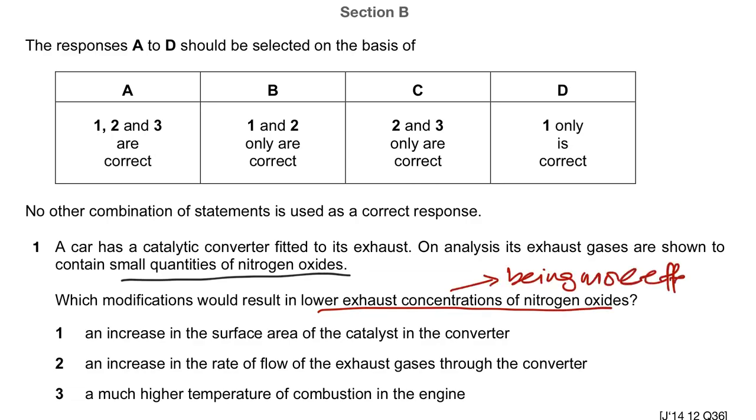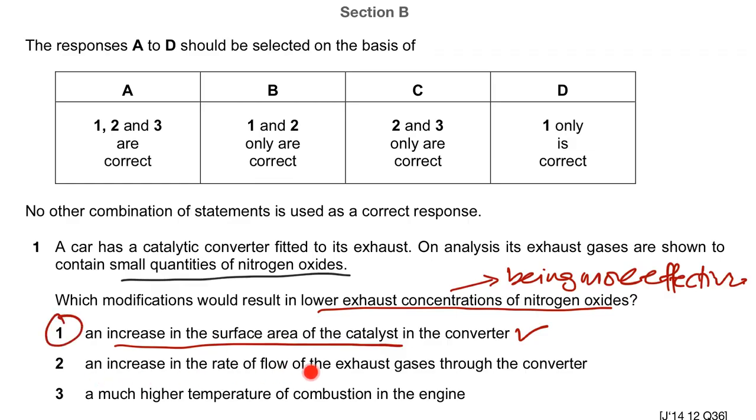So how can I make the catalyst more effective? I can have greater surface area, which will increase the effectiveness of the catalyst. More surface area means the reaction is faster. So the conversion of nitrogen oxide to nitrogen is going to be faster. Okay? So 1 is correct there.